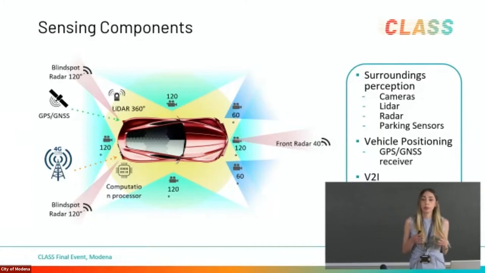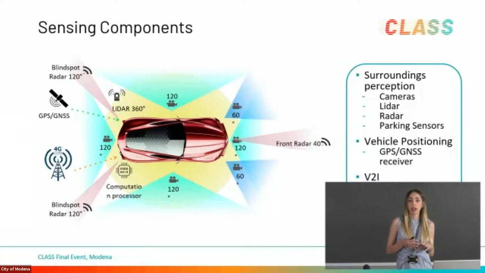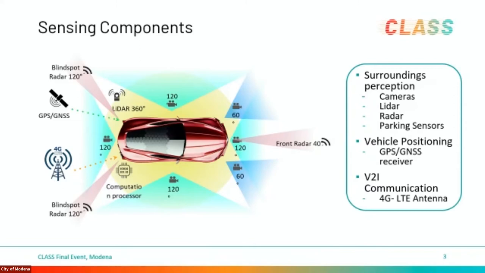The surrounding perception is made using six different high-performance cameras. Four of these cameras have a field of view of 120 degrees, and two have a field of view of 60 degrees. The car is also equipped with one LiDAR to detect the objects around the vehicle, and three radars already equipped in the car, and also parking sensors already equipped in the cars to have a perception about the surroundings.